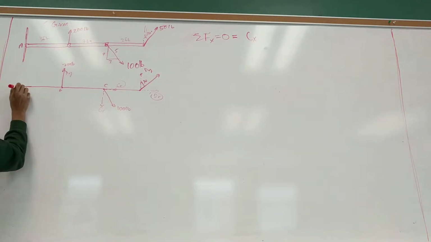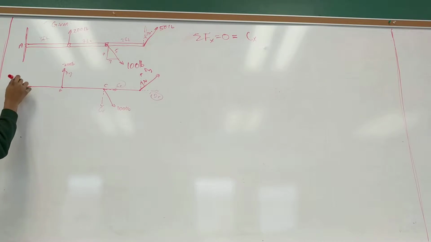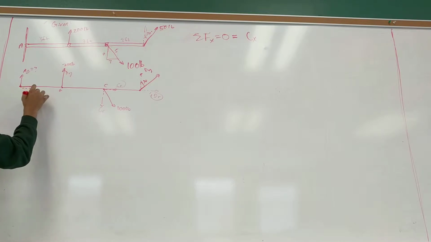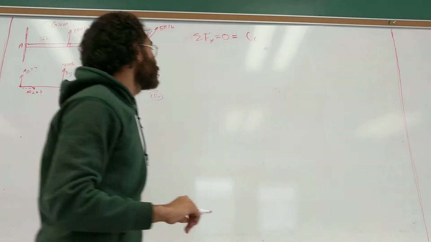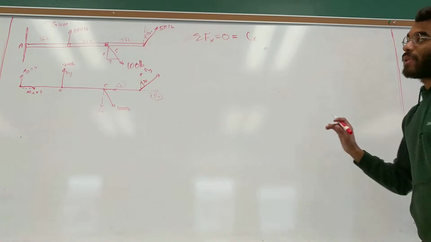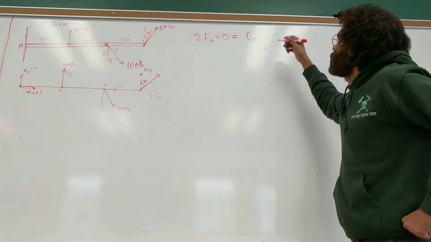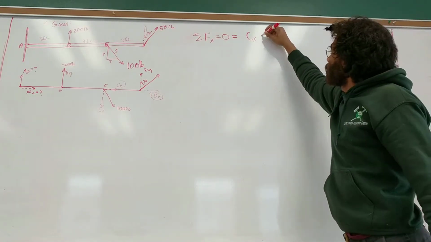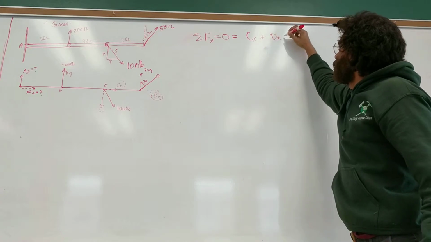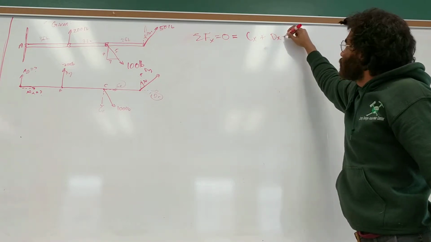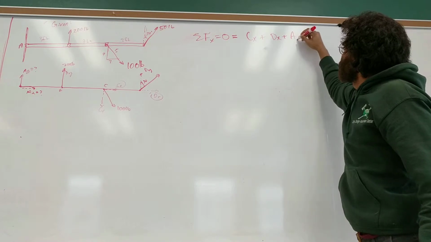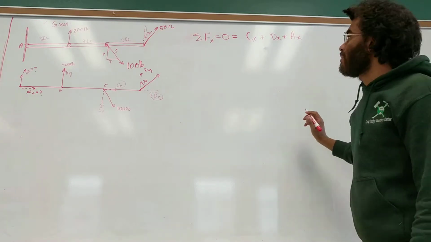As I said, there's internal forces, and the internal forces act at A. So there could be some AY, we don't know, we might not have one, and we could also have an AX, and we don't know what that is either, right? So now we have everything we need. We're going to say CX plus DX plus AX, that's the sum of all our Fx.